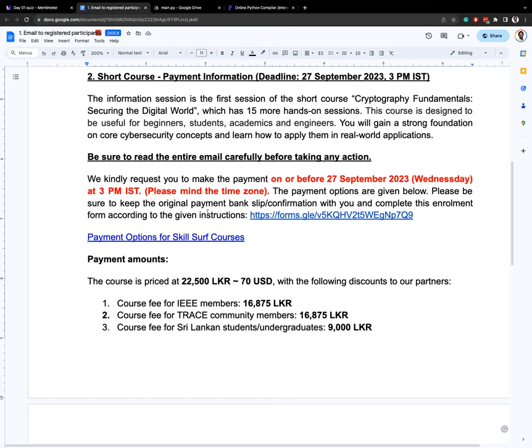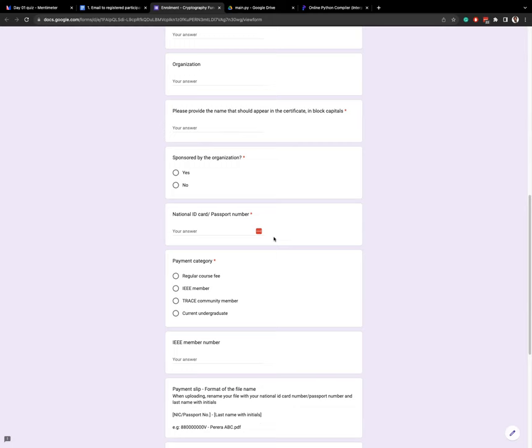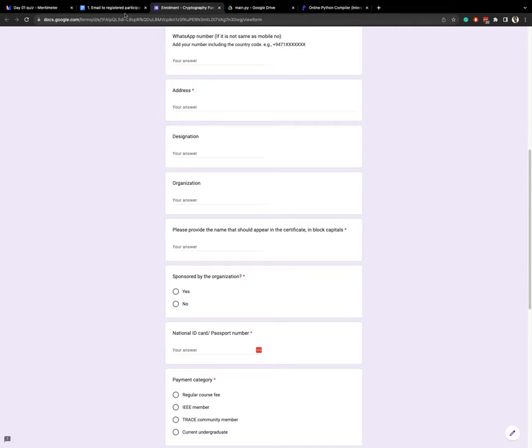So what you need to do, if you decide to continue in the course from day two onwards, is please make the payment according to these instructions given here. There are discounts available for students and for some other professional members as well, like IEEE and also the Trace community members. Once you do that, make sure you fill the Google form. You can use the form to add your information, name and other personal details, and you can also upload your payment slip through this. So please make sure you do this by the deadline.